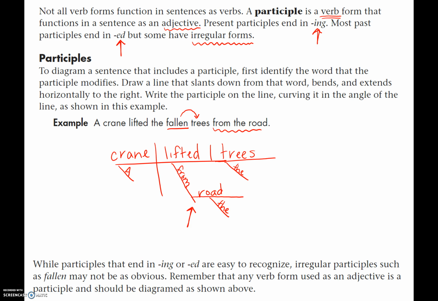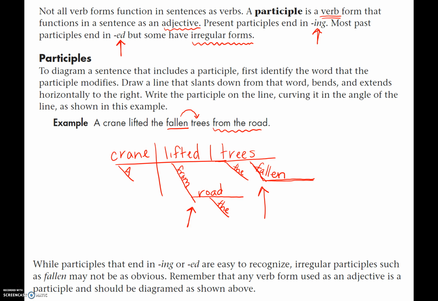So now let's talk about fallen. Fallen, because it's describing trees, is going to go underneath trees. You're going to write a diagonal with a horizontal, kind of like you did with indirect objects. Notice that there's no little tail here. And then the word fallen, rather than writing it straight on the horizontal line or flush against the diagonal line, we're actually going to curve it. So we're going to start on the diagonal, but curve it around so it is on both the diagonal as well as the horizontal line, since it's a participle.